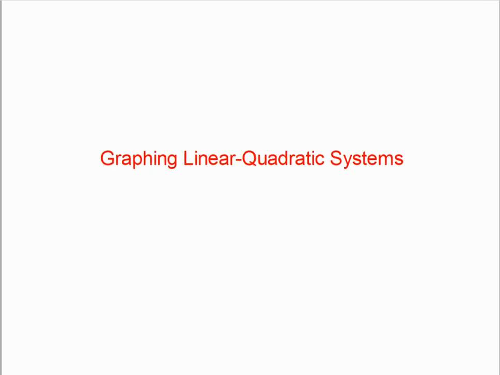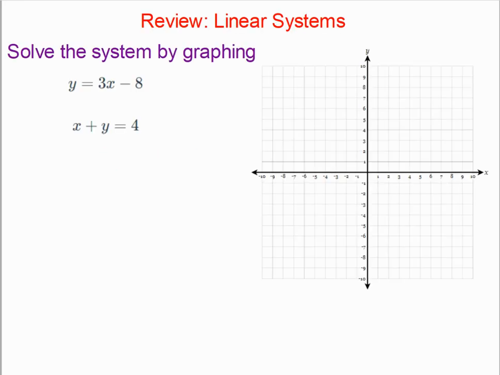Discussing graphing linear quadratic systems. So let's start with a review of graphing linear systems. A linear system is a set of two or more linear equations, and we're going to graph them on the same coordinate plane. My first one here, I've got y equals 3x minus 8, which tells me I've got a y-intercept at 8, and my slope of 3 tells me to go up 3 and right 1.